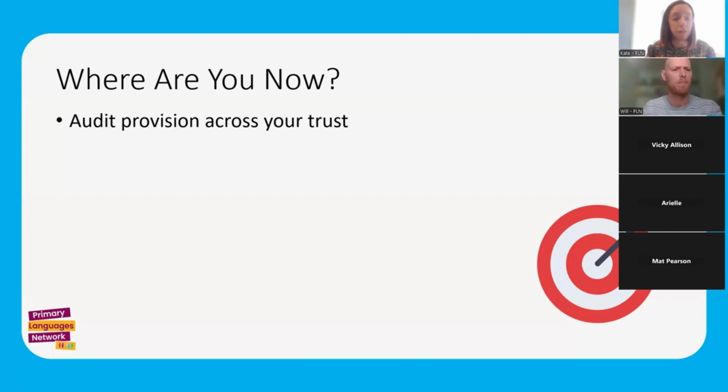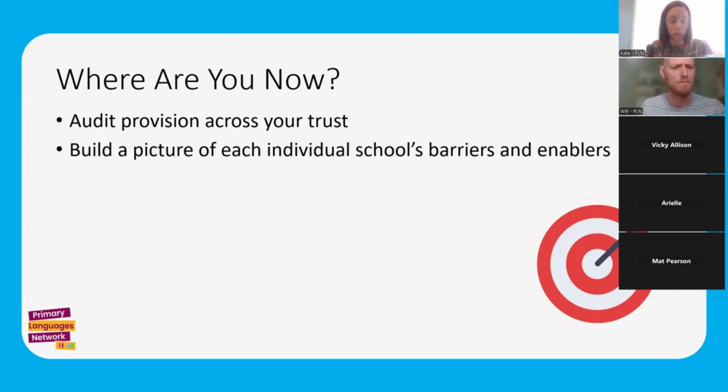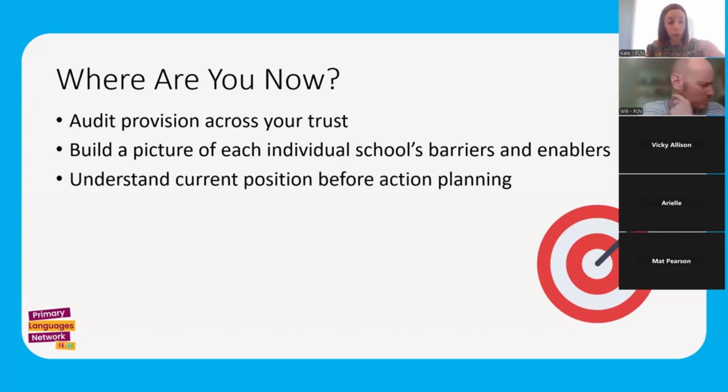So definitely find out everything we're going to show you on the next slide, and build that picture of each individual school's barriers and enablers to developing languages in their school. So you need to find out who the coordinators are. You need to find out what language they're teaching, how confident they feel, how long they've been doing it, what scheme they use. We'll give you the list in a minute. Don't worry about having to remember it. And then it's a case of comparing and contrasting and finding out where they're all at. So when you understand their current position, you can then begin some action planning.